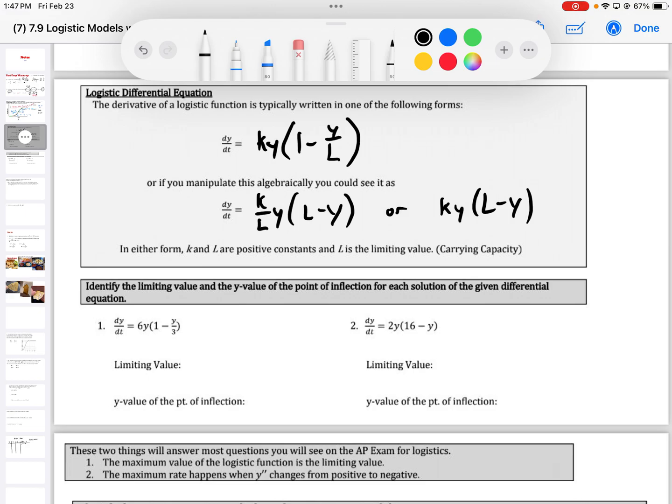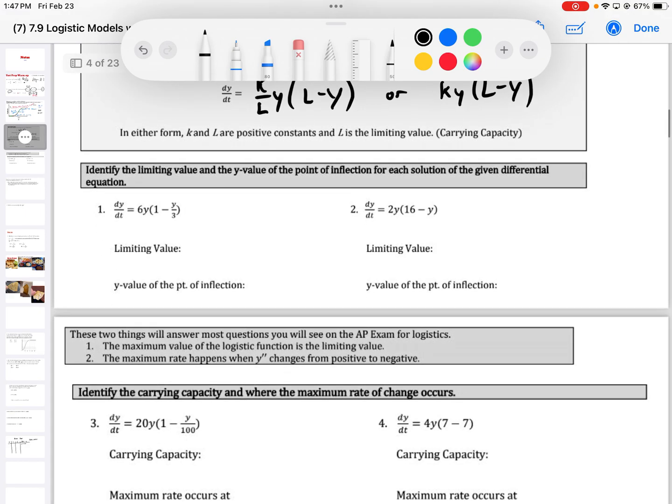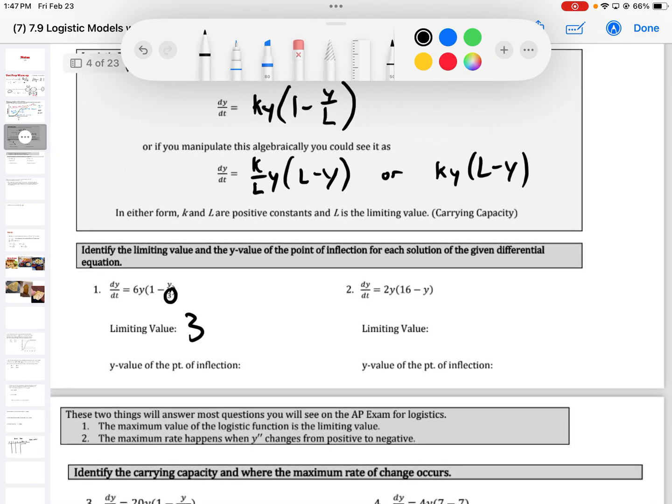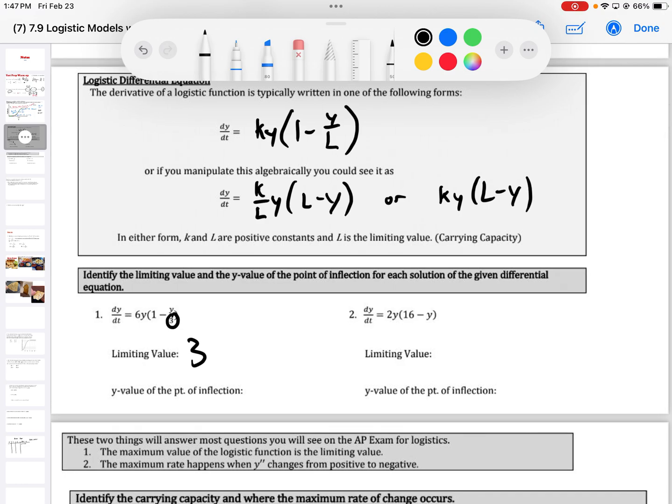Okay, let's do number 1. It says, looking at this equation, that looks like the first one, what is the limiting value? 3. It's pretty straightforward. And they'll tell you this is the differential equation. They'll say it's in this form, but you've got to know. So what is the y value of the point of inflection?